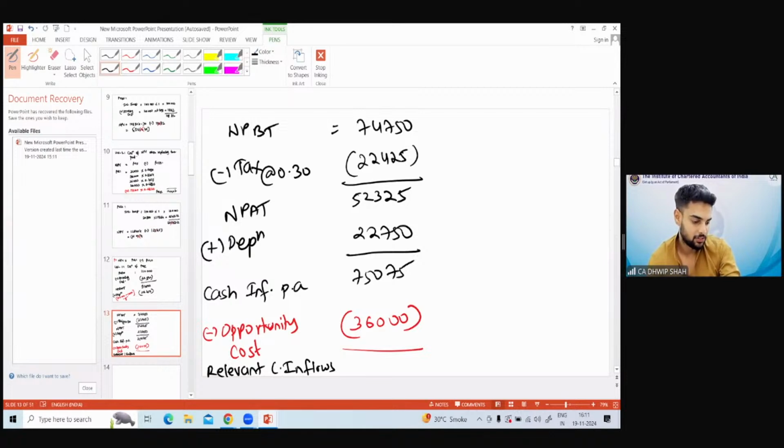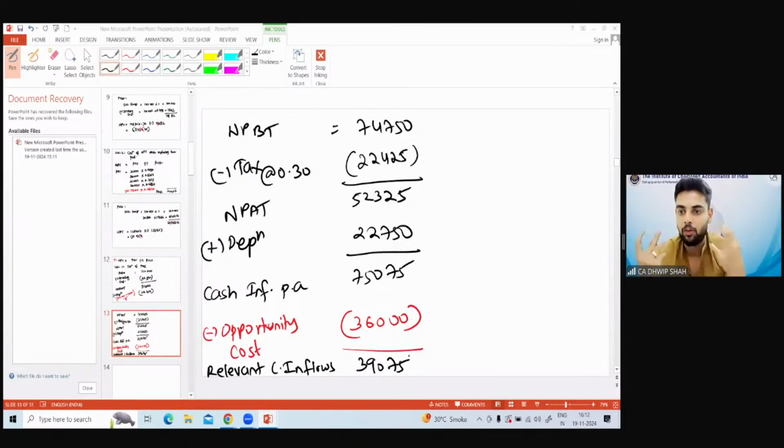Minus 36,000 is 39,075. You can say relevant cash inflows, or differential cash inflows, or incremental cash inflows. Sir, who is earning commission income? Earlier our hospital was earning commission income. How? Because we were outsourcing that radiography task to another test center. They are getting that radiography work from our hospital, so as a professional referral, they would give some commission to us. This is how referral works everywhere.